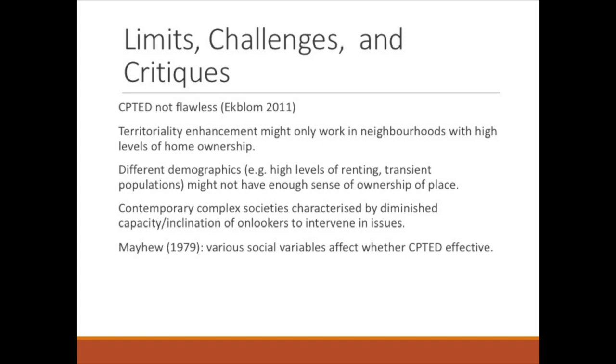Now let's have a look at some of the limits, challenges, and critiques of crime prevention through environmental design. It's not a flawless approach, and I don't think any one prevention approach could be considered flawless, right? Territoriality enhancement, developing a sense of ownership over space and belonging, might only actually work in neighborhoods with high levels of home ownership, for example. So if everybody's renting, they literally don't feel a sense of ownership over the place, right? And different demographics in a particular space might not have enough of a sense of ownership of place. Another critique comes from the observation that contemporary complex societies seem to be characterized by a reduced ability or desire from onlookers to intervene in issues.